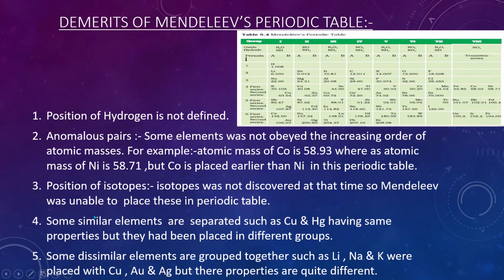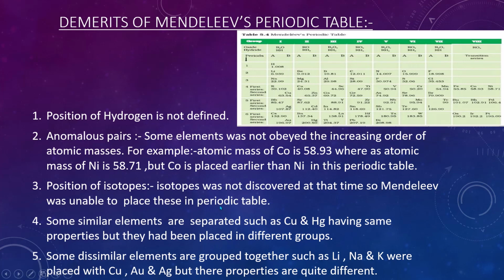One more important thing, in certain places, Mendeleev placed similar elements in different groups. See here, copper is placed in the 1B group, and mercury is placed in the 2B group. Whereas the properties of these two are a little bit similar. Why did he keep similar elements in different places? He didn't give any explanation for that.